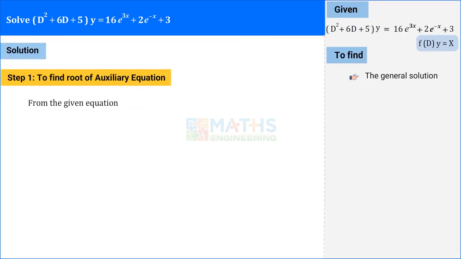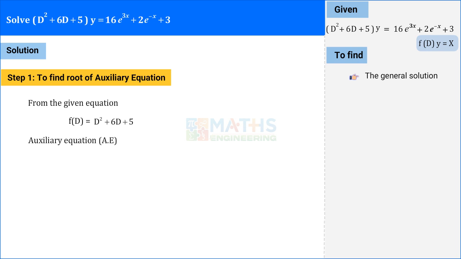Let's start from the given equation. This is of the form f of D of y is equal to capital X. So here f of D is equal to the function in the left hand side. What is that? D square plus 6D plus 5. What is capital X? The function in the right hand side. Capital X is equal to 16 e power 3x plus 2 e power minus x plus 3.